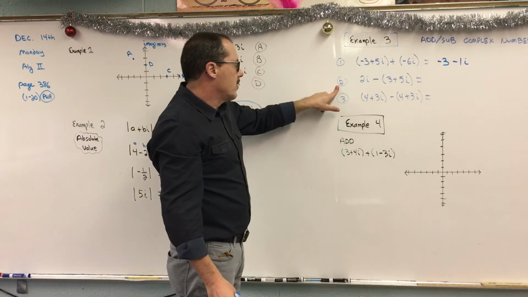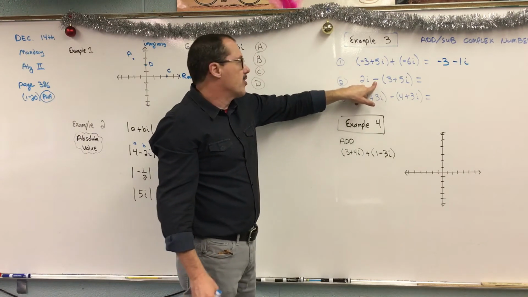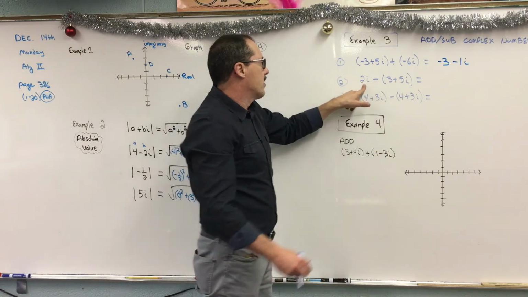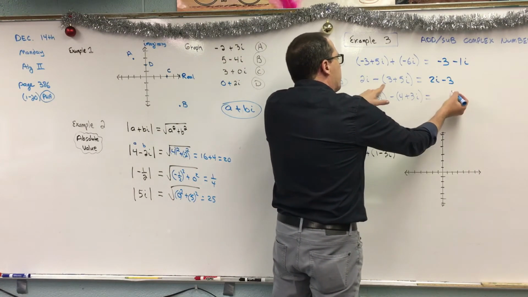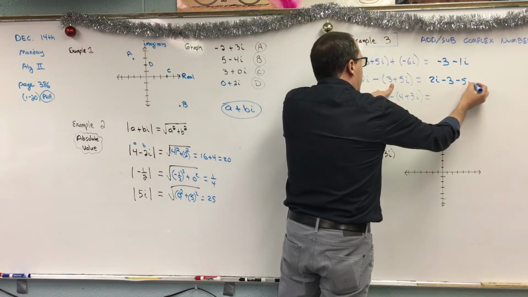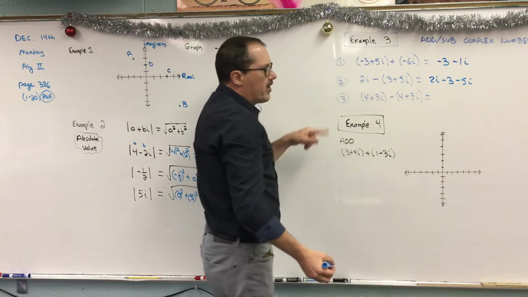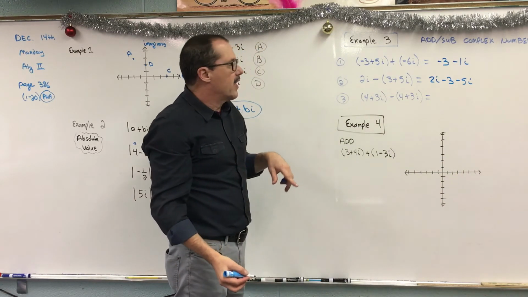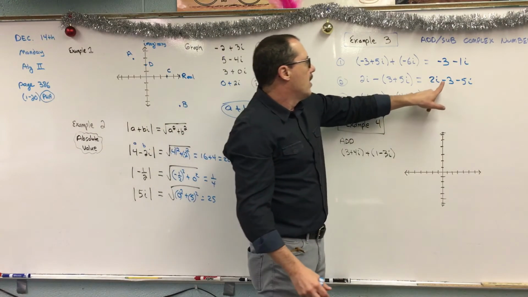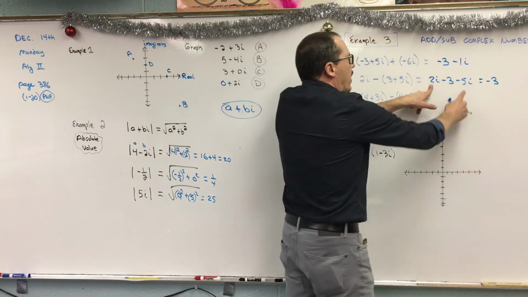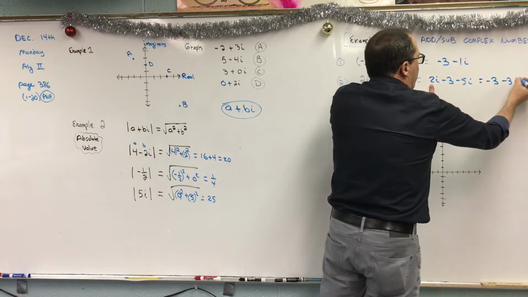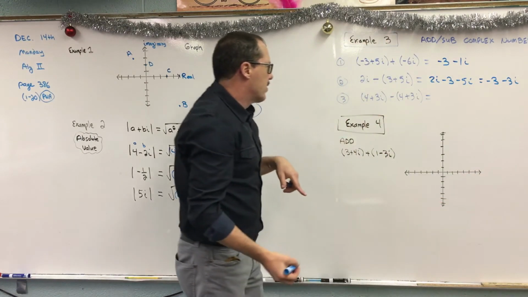Okay, for number 2, the first thing you have to do is distribute the negative to both of these before you're allowed to add them. So it would be 2i minus 3 minus 5i. That's kind of tricky. If you do that in your head, you can make a simple mistake and get that wrong. So be careful. So again, the only real number right here is negative 3. And 2i minus 5i gives you negative 3i. And that would be your answer.